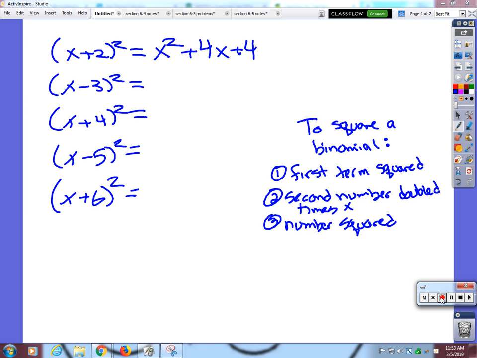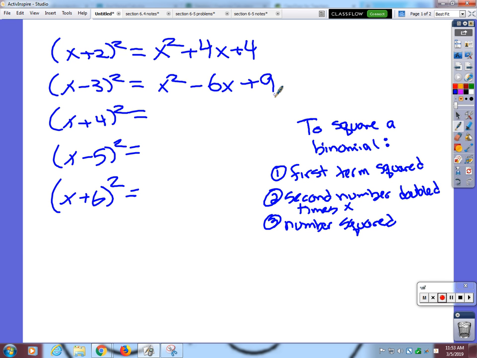So let's practice these, okay? So what would x minus 3 squared be? Minus 6x, because it's doubled, plus 9, okay? First number squared, second number doubled, and then second number squared. So second number doubled itself. First term squared. And then the second number squared.